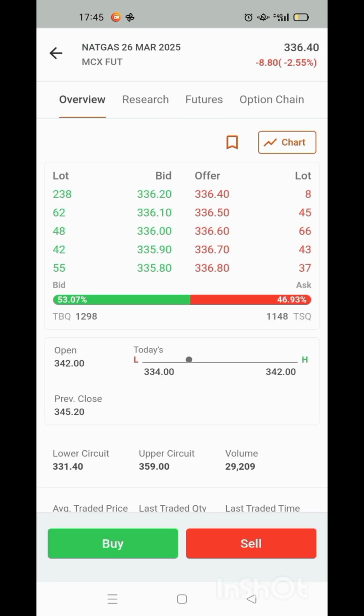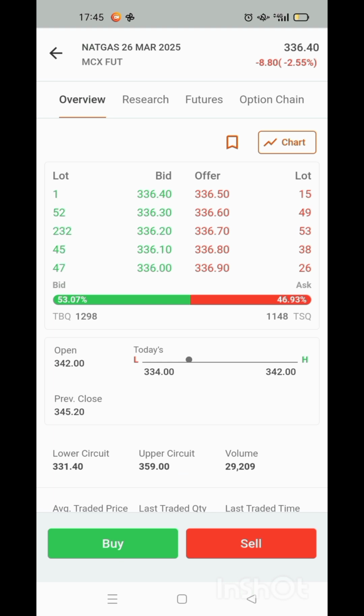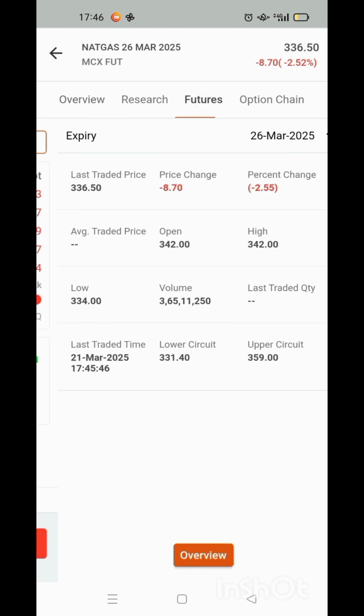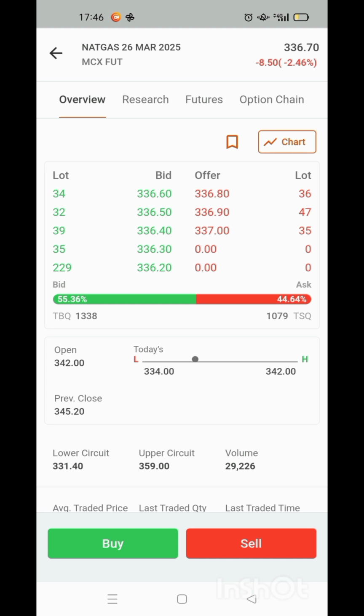Now again the order flow has increased to a small extent. If the order flow increases, this means that 336.5 can be broken and a new level will rise eventually. Currently this is the order flow, 53.73%. As the order flow has increased, the 336.5 level will be broken, as you can see.